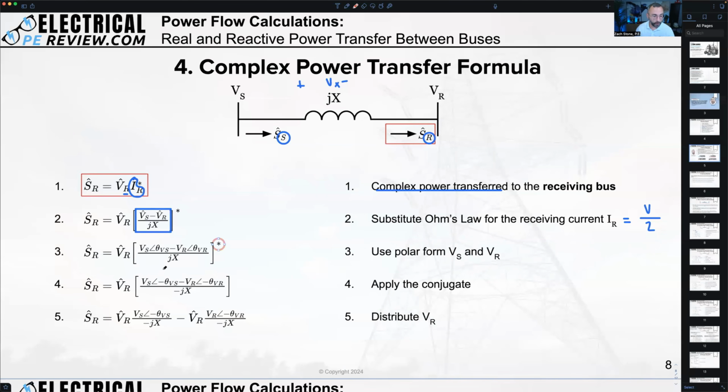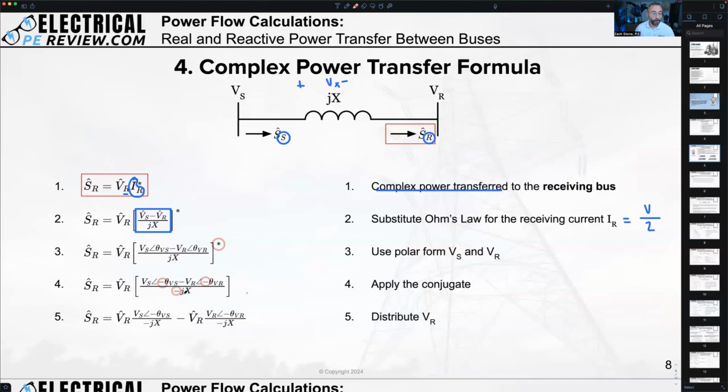That's it. So when we apply the conjugate, our sending voltage angle was positive. Now it's negative. No change to this minus sign. Over here, our receiving voltage angle was positive. Now it's negative. And then down here in the denominator, the bottom of the fraction, our imaginary term, it was plus jX. Now it's negative. That's all the conjugate is. We've successfully applied the conjugate.